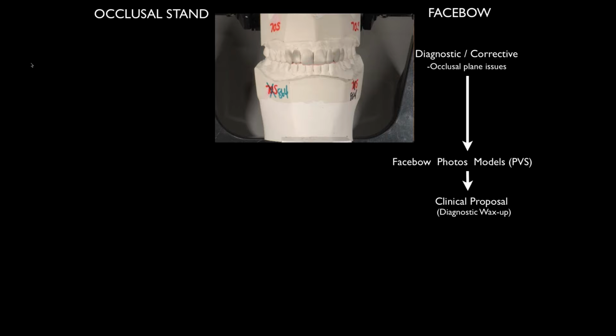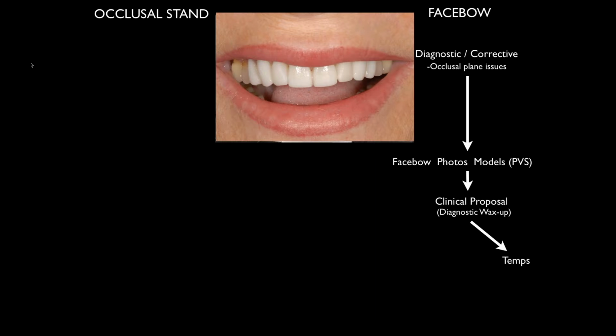So for the purposes of this, we're going to go with gypsum models and analog procedures. So from here, if we get the case mounted on the articulator exactly the same way it is in the mouth, now we can see the problem. We can fix the problem. We can do a diagnostic wax up and provide a clinical proposal to the doctor and go right to the temporaries, okay, based on the information we got from the proper mounting of the cast.